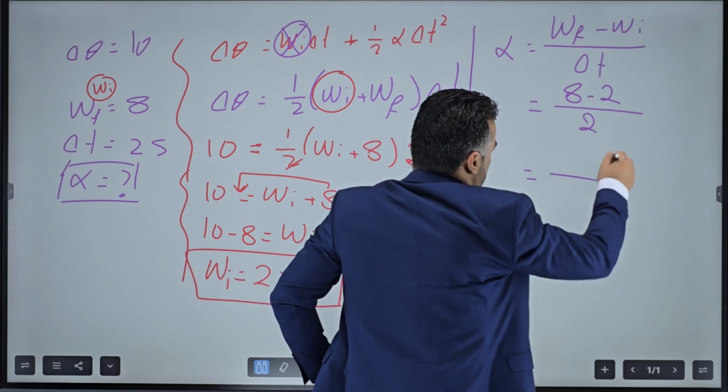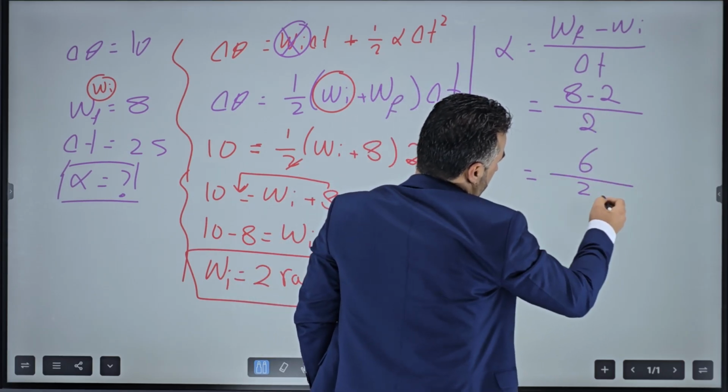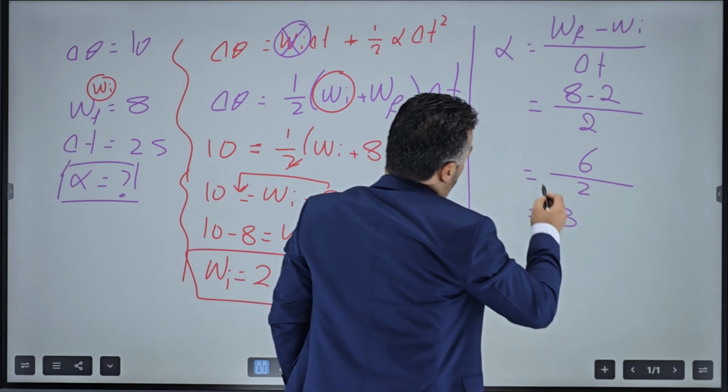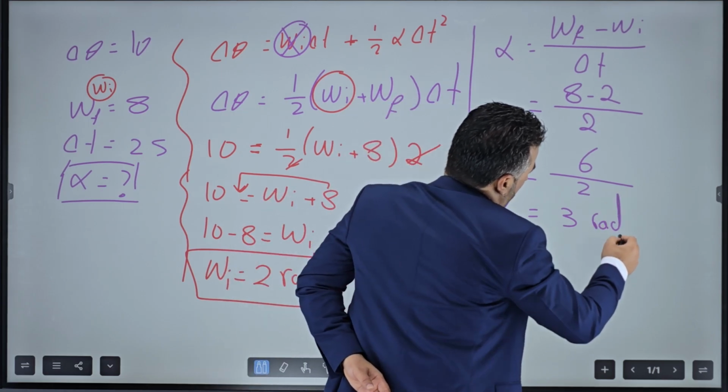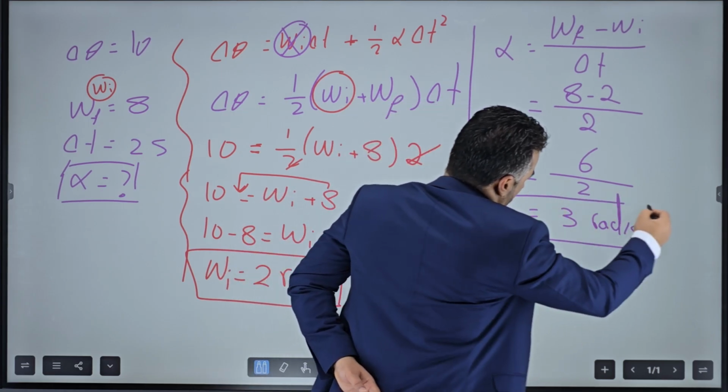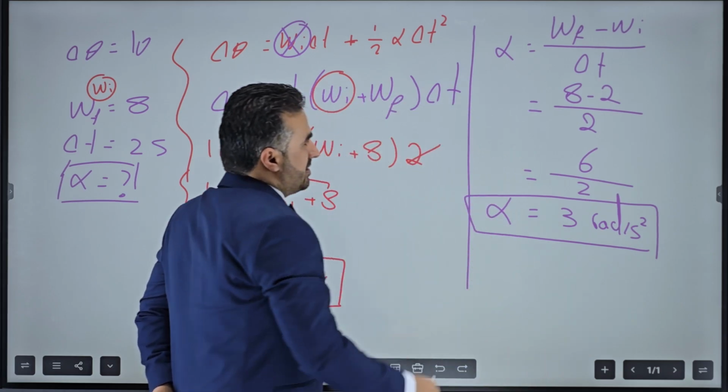All right, so 8 minus 2, that is going to be 6, divided by 2, that is going to be 3. But what is 3 now? So the angular acceleration is 3. It is going to be radian per second squared, don't forget, and that is your answer.